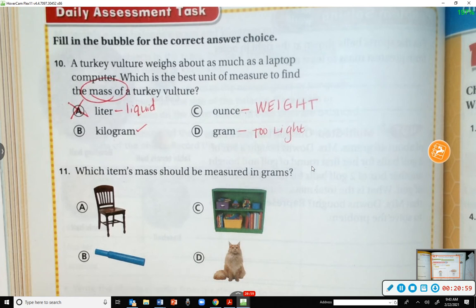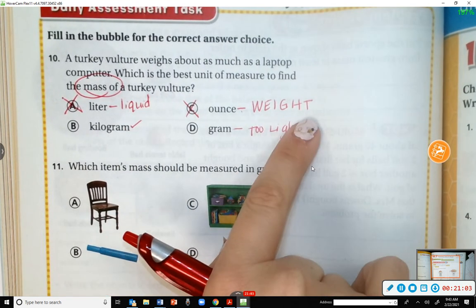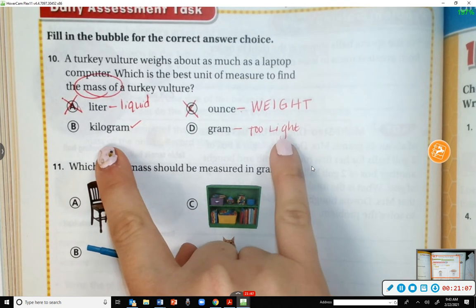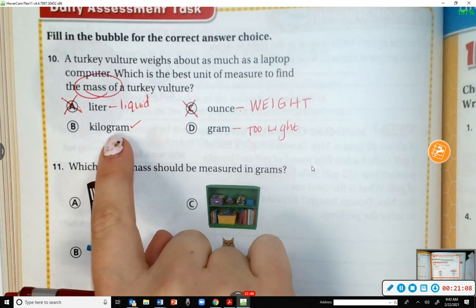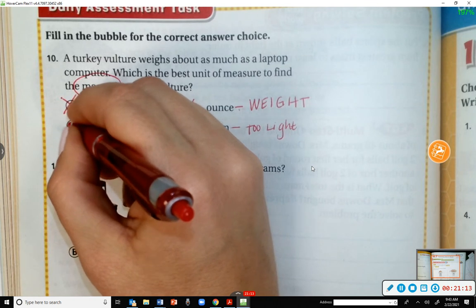Okay, so we eliminated A and C because this one was liquid and this one's weight. Kilogram and gram are both correct, but kilogram we would use because the turkey vulture is going to be pretty heavy.